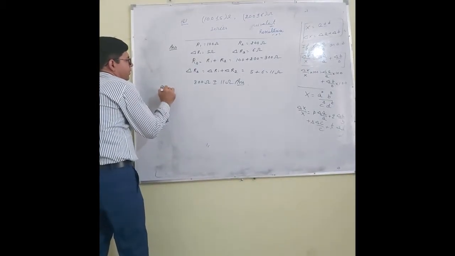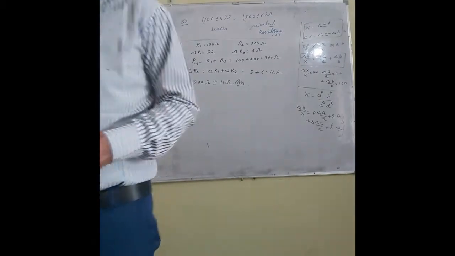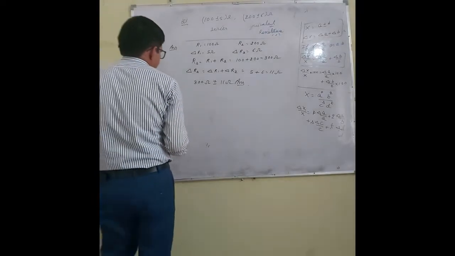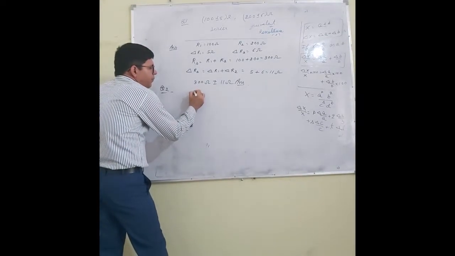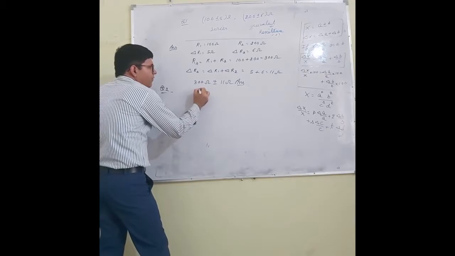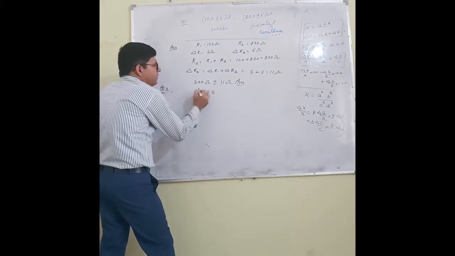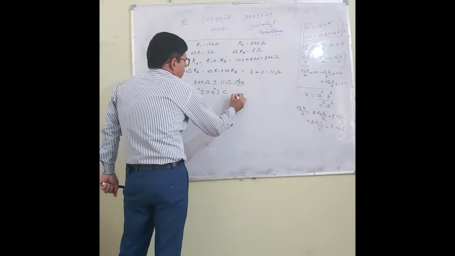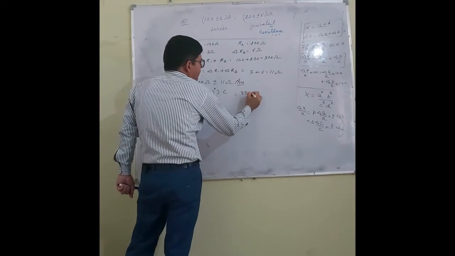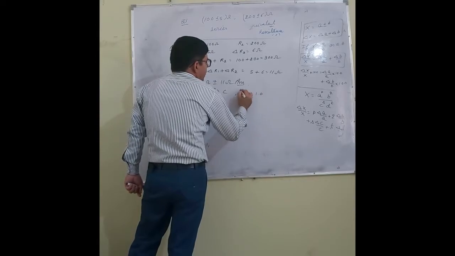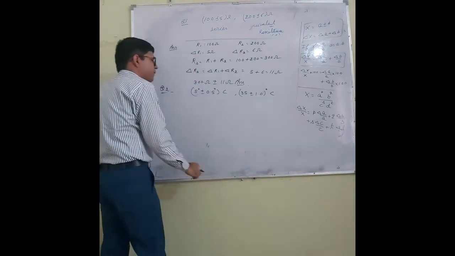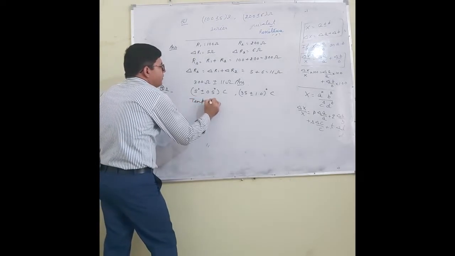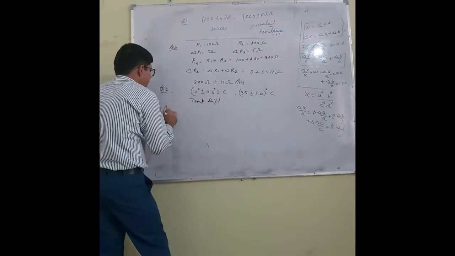Next question. Let us say we are given a heat bath whose initial temperature is 5 degrees Celsius plus minus 0.5 degree Celsius, and final temperature is 35 plus minus 1 degree Celsius. Calculate the temperature difference with error limits.